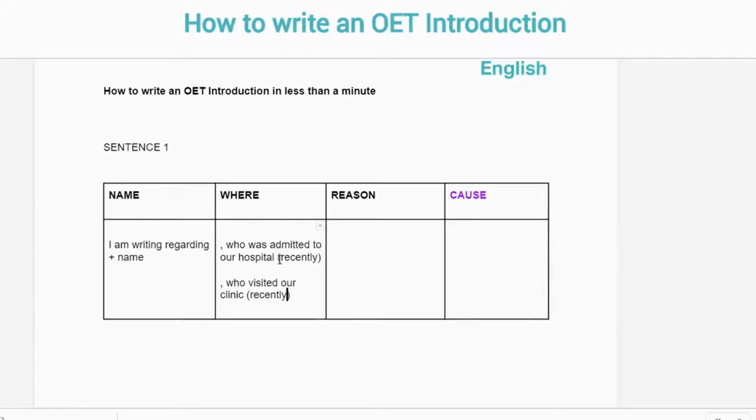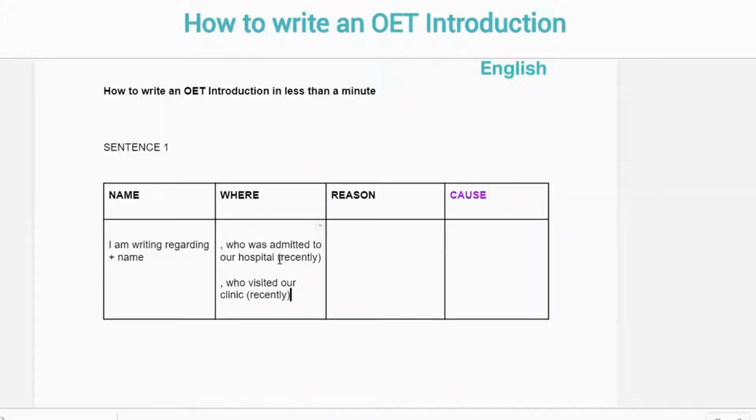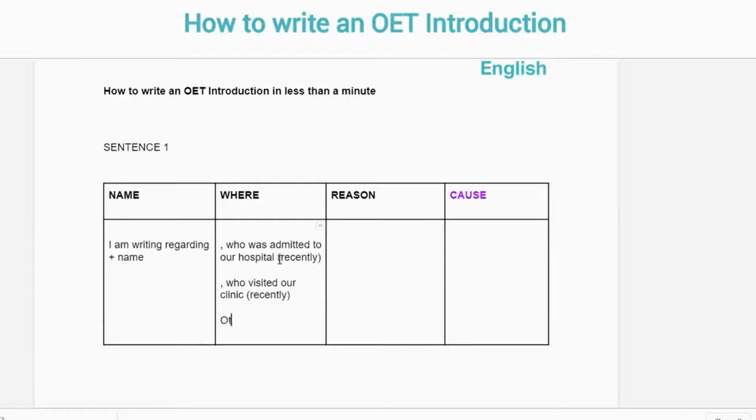What does recent mean, Raji? Did it happen a long time ago or a short time ago, Raji? It's a short time, sir. Short time. Okay, good. Now there could be other situations here.